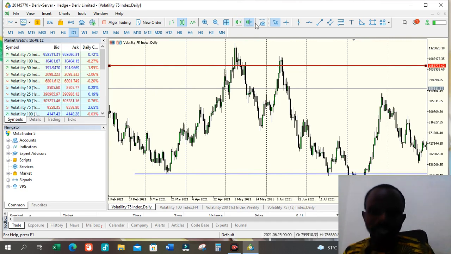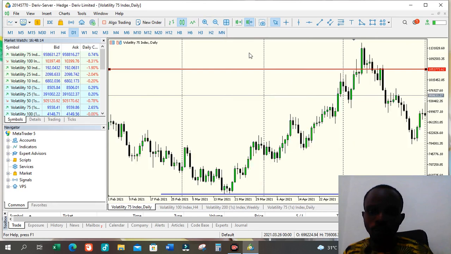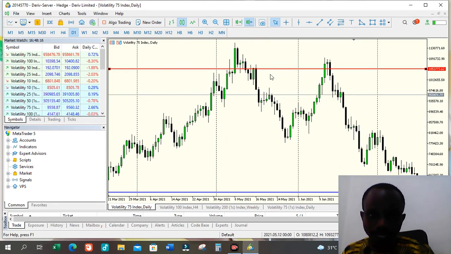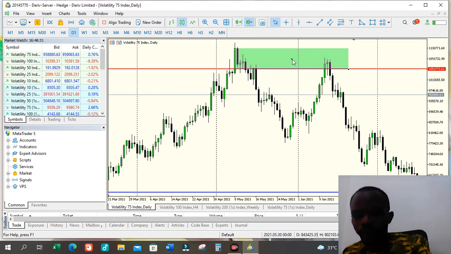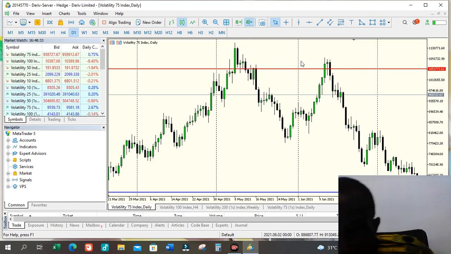Now, what do you see here? What do you see inside this zone? What do you see here? Just going to frame something here. What do you see here? All right, so this is what I can see. I can see an order block.